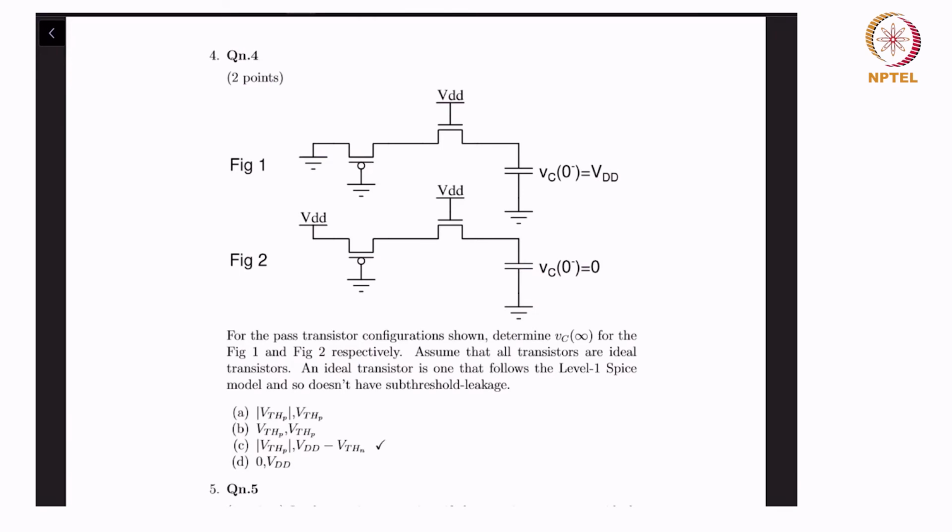In question 4, we are asked what is the capacitor voltage Vc at infinity, that is, what is the limit to which the capacitor voltage goes as time tends to infinity, for both figure 1 and figure 2. In figure 1, we see that the initial state is the capacitor is charged to VDD and both transistors are conducting. So that's the current direction, making this the drain and this the source, and this the source and this the drain.